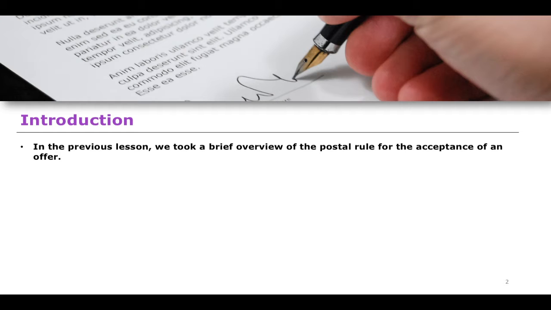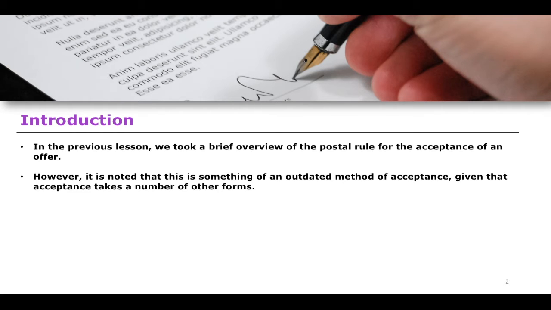We took a brief overview in the last lesson of the postal rule for acceptance of an offer, describing the fact that even if the acceptance of the offer hasn't returned to the original offeror, this does not negate any kind of acceptance, because the postal rule says that if you're accepting by way of post, as soon as it enters into the Royal Mail, as soon as it enters into the postal service, that is representative of an acceptance.